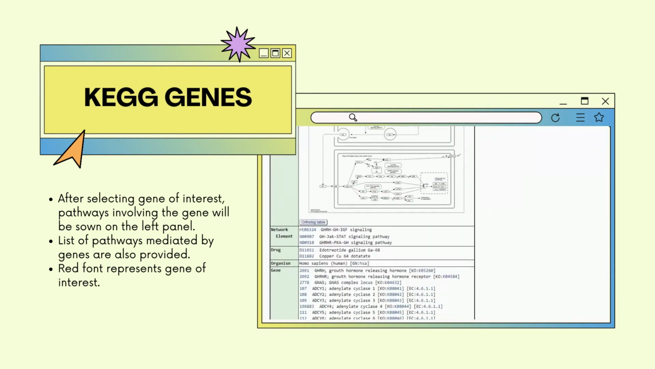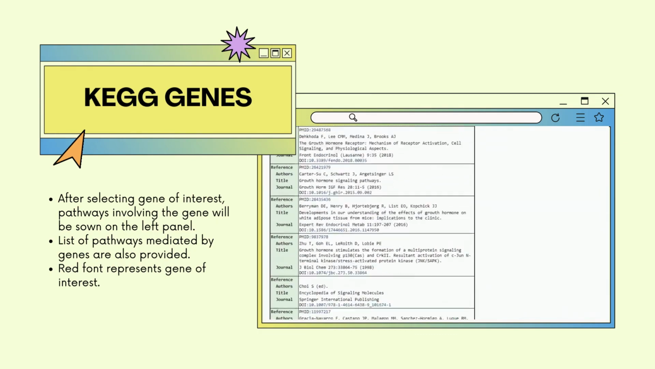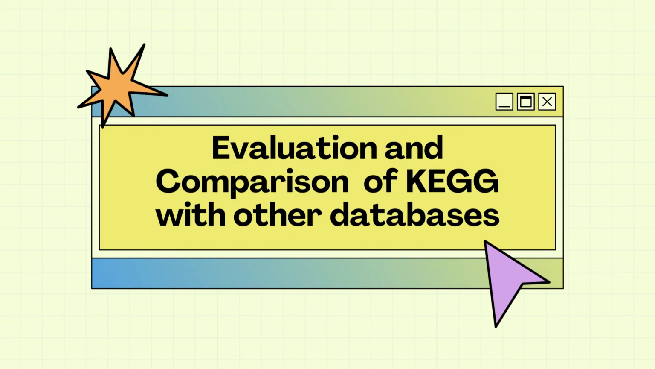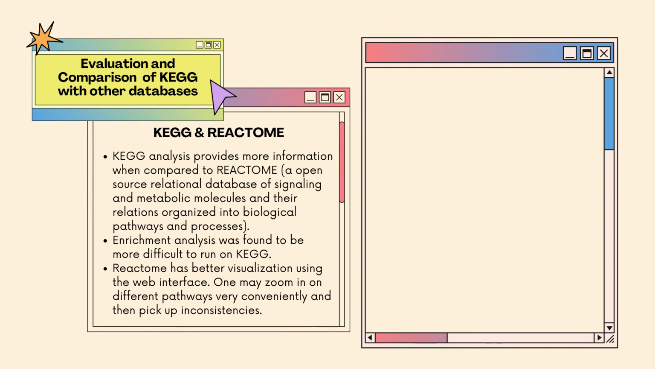Now, as for the evaluation of the usefulness of the software or database when compared to other similar software or databases, some researchers have stated that KEGG analysis provides more information as compared to Reactome, another open-source relational database of signaling and metabolic molecules and their relations organized into biological pathways and processes. They found it to be more difficult to run enrichment analysis on KEGG. One big advantage of Reactome is its visualization using the web interface.